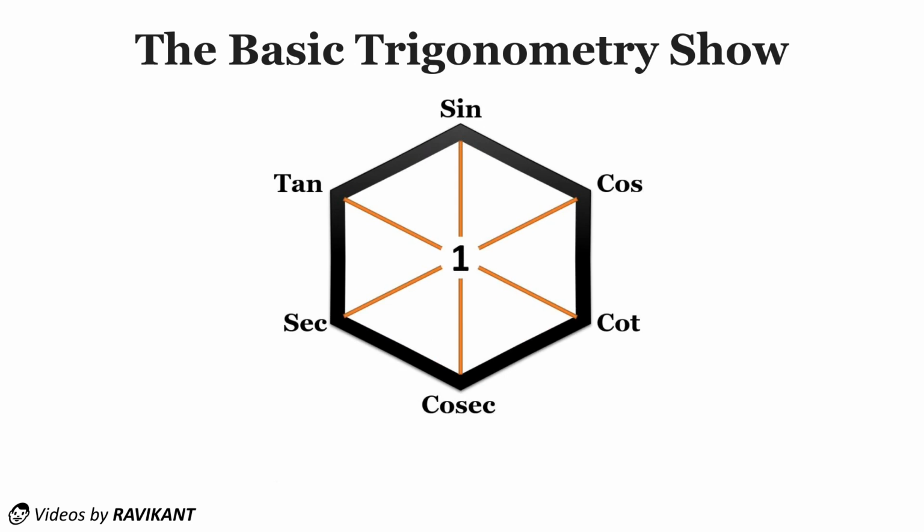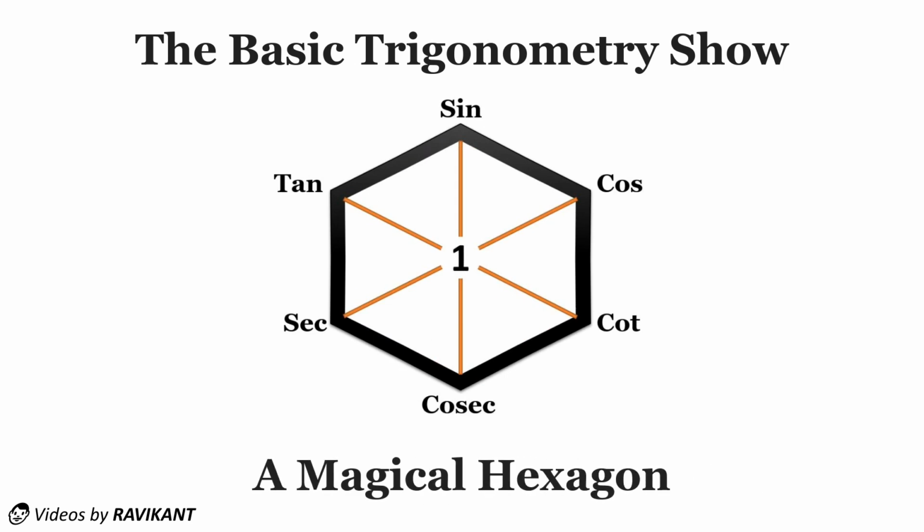In this video, we will see the magic of a hexagon, in which we will see some basic formulas of trigonometry. It is called a magical hexagon because it can be easily learned and it will work magic on your mind, so that your memory will become sharp and you will do some operations very fast. So without further ado, let's start the basic trigonometry show.